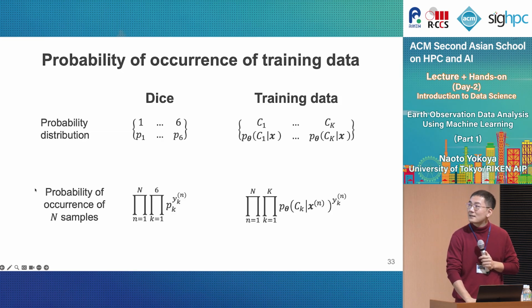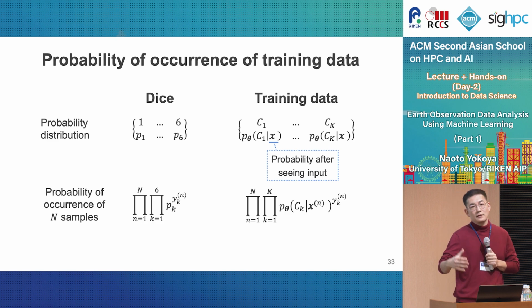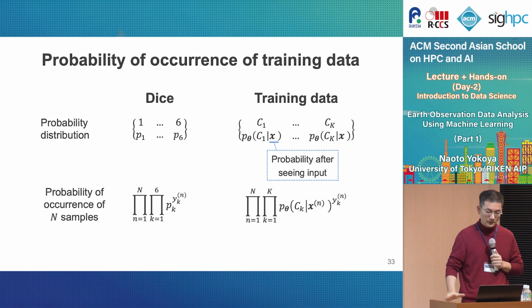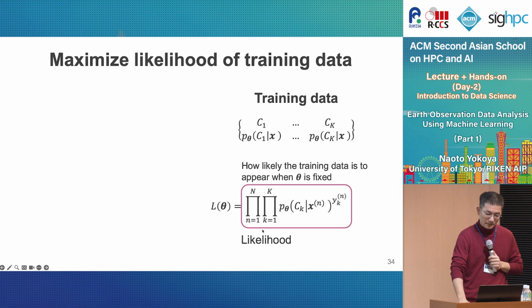So exactly the same, training data. We have K classes, and the only difference is that the probability is a conditional probability. So, probability after seeing the input, okay? In the case of dice, there was no such setting, but in our case, we have some input. But other things are the same. So here at the bottom right-hand side, this is called likelihood.